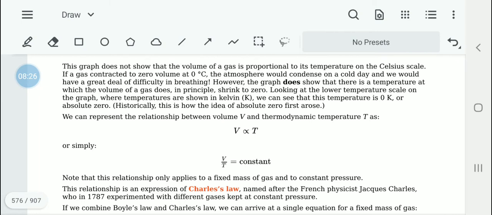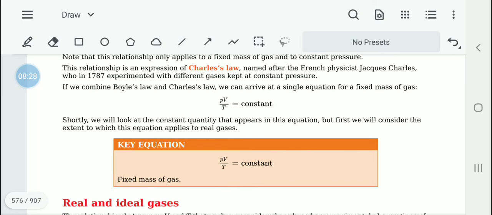Underneath that, write, by combining Charles' law with Boyle's law, a single equation for a fixed mass of gas can be obtained. PV upon T equals constant.